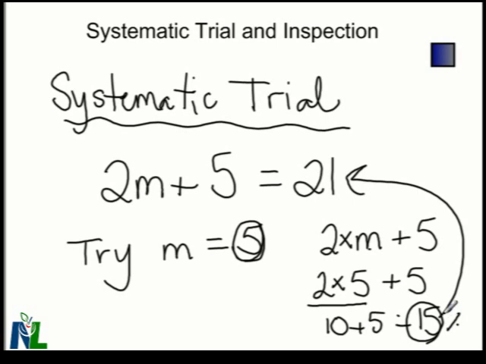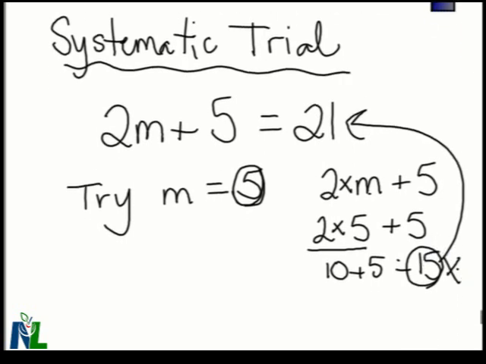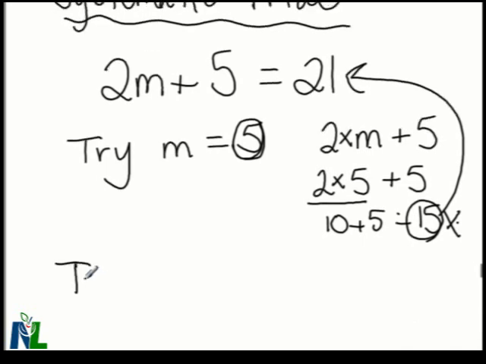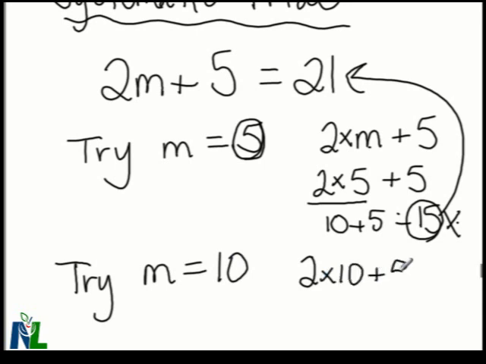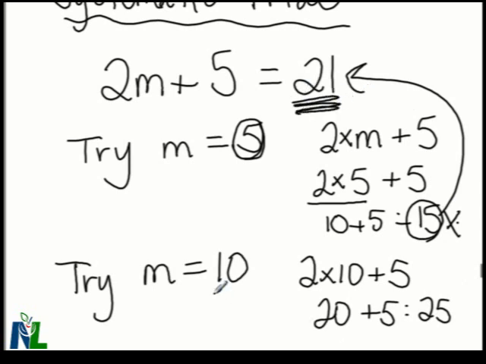No, it's not. So 15 is smaller than 21, which means that we need to try a bigger number for m. So this time we'll try m as 10. So we're going to do 2 times 10 plus 5 this time, which is 20 plus 5, and that's 25. But the answer to the equation, as you can see, is 21. So 10 must be too big.